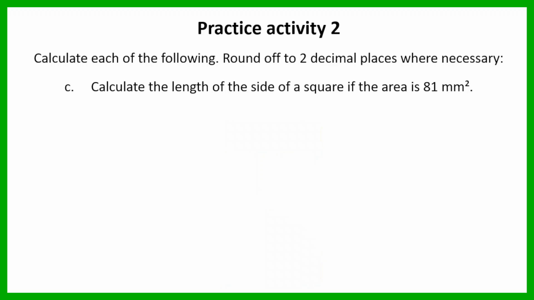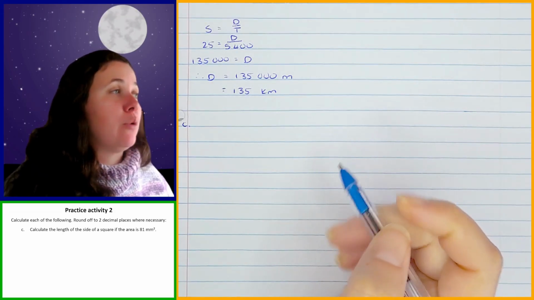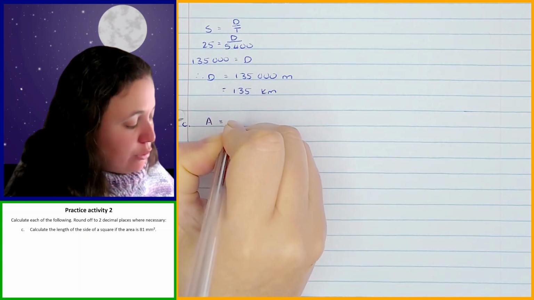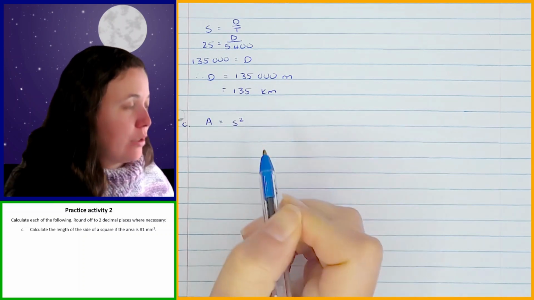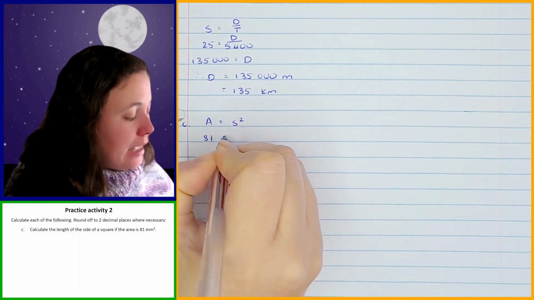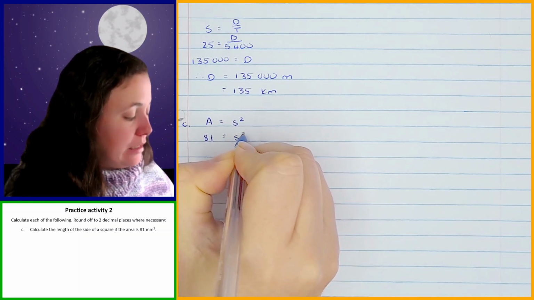Okay, so let's go through that example. First of all, we're working with a square and we're working with the area of that square. So we're going to use the formula for the area of a square, which is area is side squared. Okay, now they told us the area is 81, so I'm going to fill that in over here. And we need to work out what the length of the side is. So we are working out S in this example.